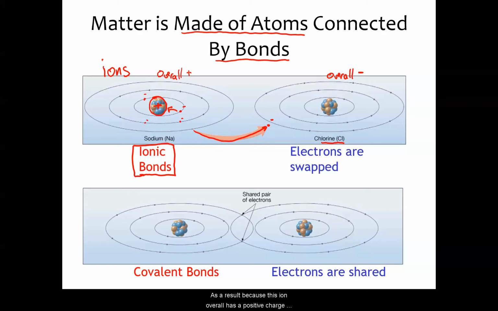As a result, because this ion overall has a positive charge and this one overall has a negative charge, those ions in turn are attracted to one another. And that attraction is what we call that ionic bond.